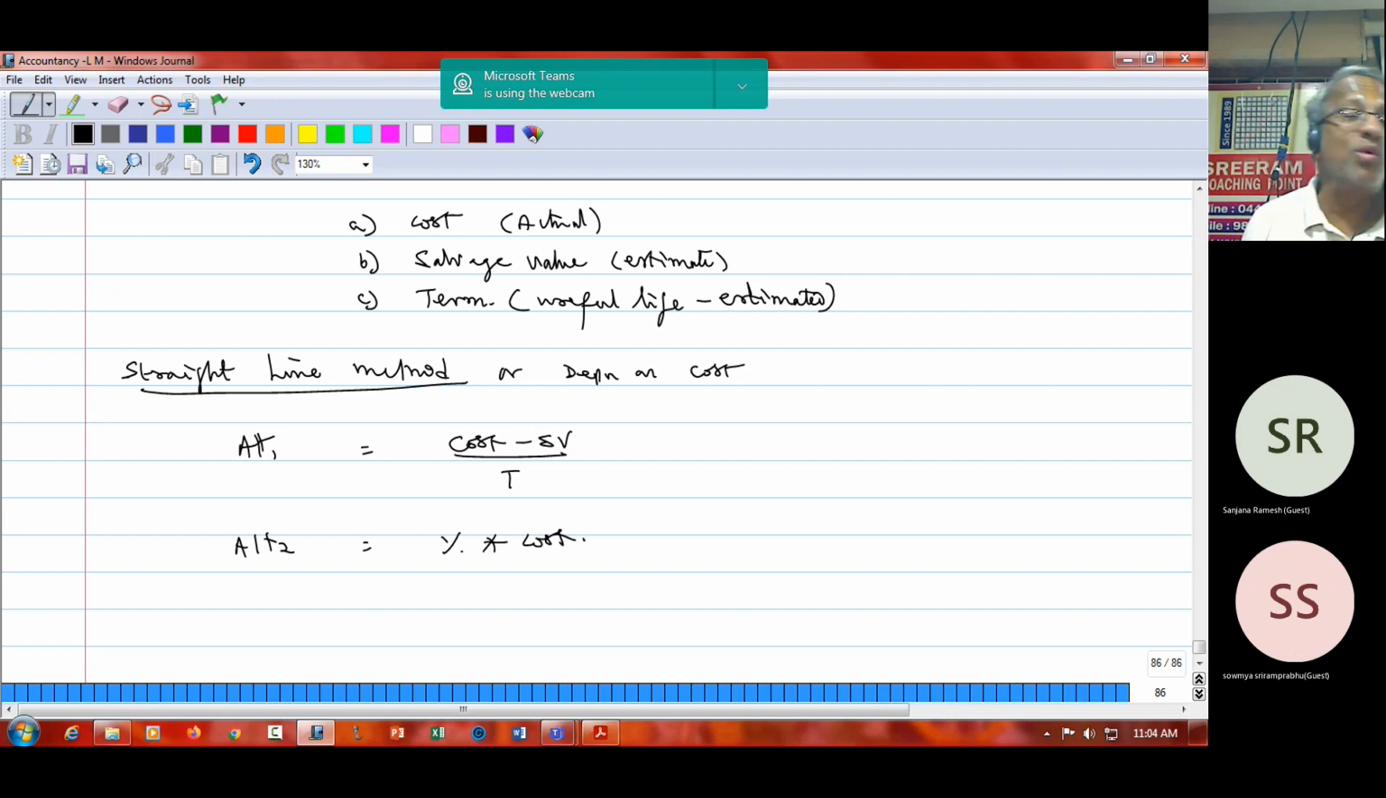Likewise, is alternative number 1 better or is alternative 2 better? Both are used. If you are given the salvage value, deduct it and then divide by T. If they are not given the salvage value and give us a percentage, apply the second one. Right.